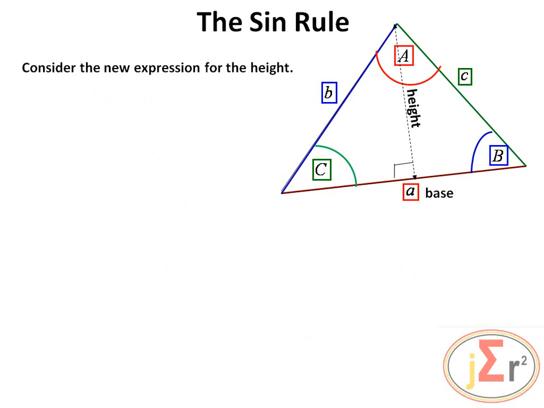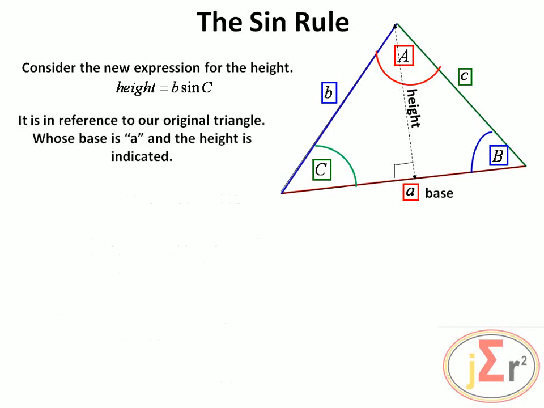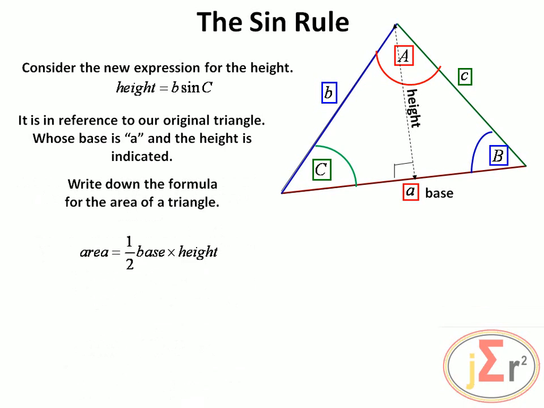Now we have our new expression for the height, which is height is equal to b sine c. And let us see what the area is. So it is in reference to our original triangle, whose base is a and the height is indicated. So we know that the base is a. So write down the formula for the area of a triangle. It is half base times height.